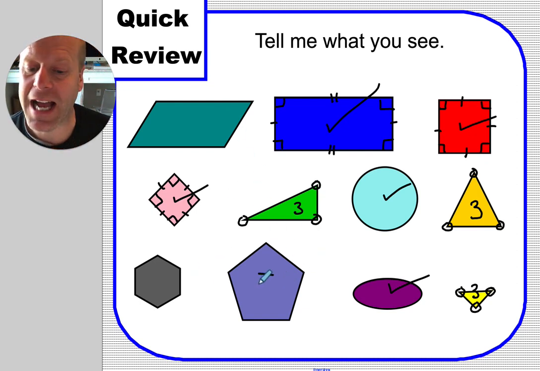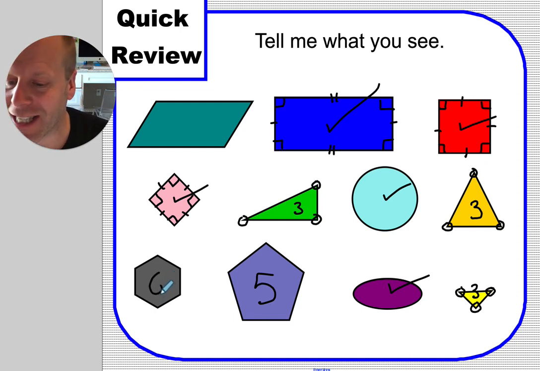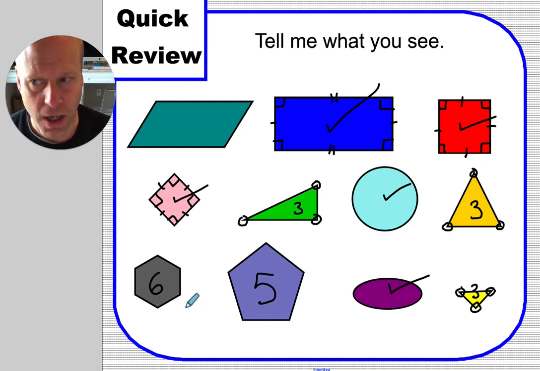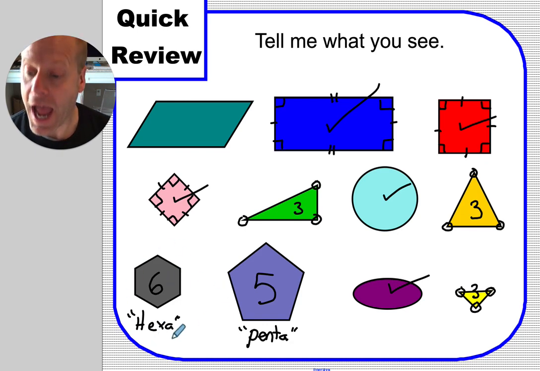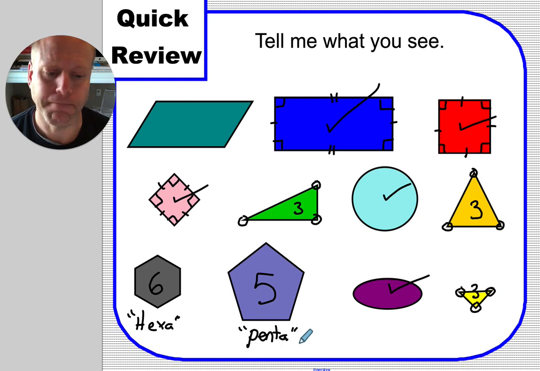Then we have a couple more. This one has 5 sides, and that's going to be key in remembering its name. This one has 6 sides, and that's also going to be key in remembering its name. When I think of these 2 shapes, I think of penta. Penta means 5, whereas hexa means 6. So this is a hexagon, and this is a pentagon.